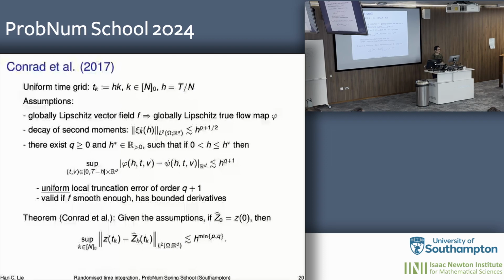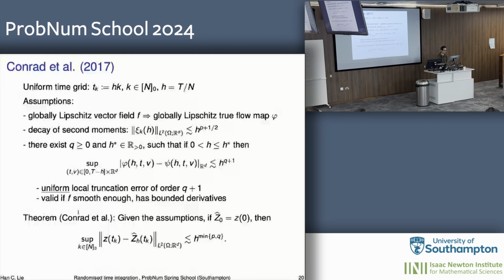They assume that the randomization in L2 norm decays, up to a constant which I'm hiding here, like h to the p plus 1/2. And they assume that their deterministic time integrator had some order q, and some maximal time step h star, such that if you use a sufficiently small time step, then you could basically bound, in worst case, the error of your deterministic time integrator, psi, relative to your true flow map, phi. And the order of that is h to the q plus 1. So this is a uniform local truncation error assumption on their deterministic time integrator. It's valid if f is smooth enough and has bounded derivatives, which in general is not true.